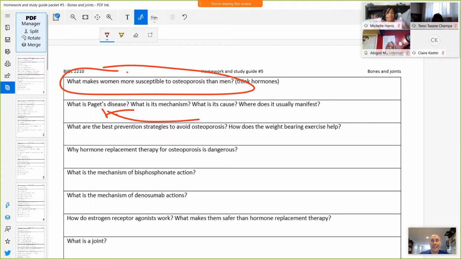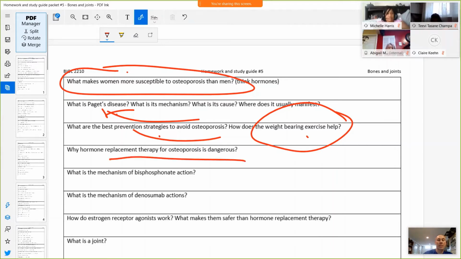Best prevention strategies to avoid osteoporosis. Exercise, eat a lot of calcium, don't drink soft drinks, don't smoke. Weight-bearing exercise. When you lift, bone density increases, essentially creating a savings account. Okay? So weight-bearing exercise increases bone density. Hormone replacement therapy for osteoporosis is dangerous because it can cause cancer. It can lead to cancer.